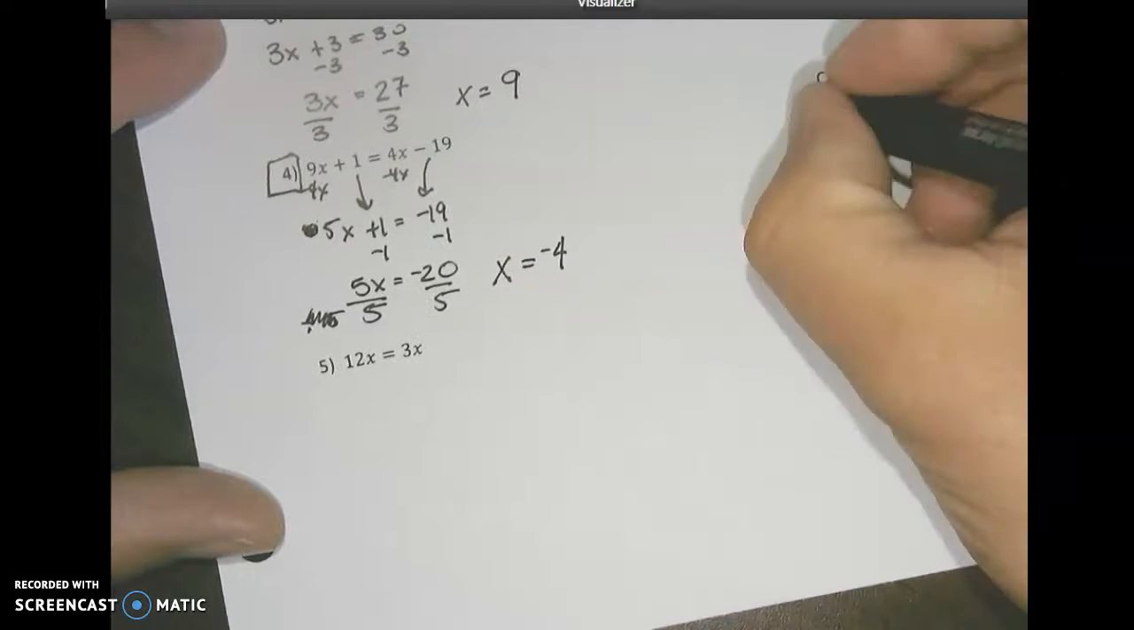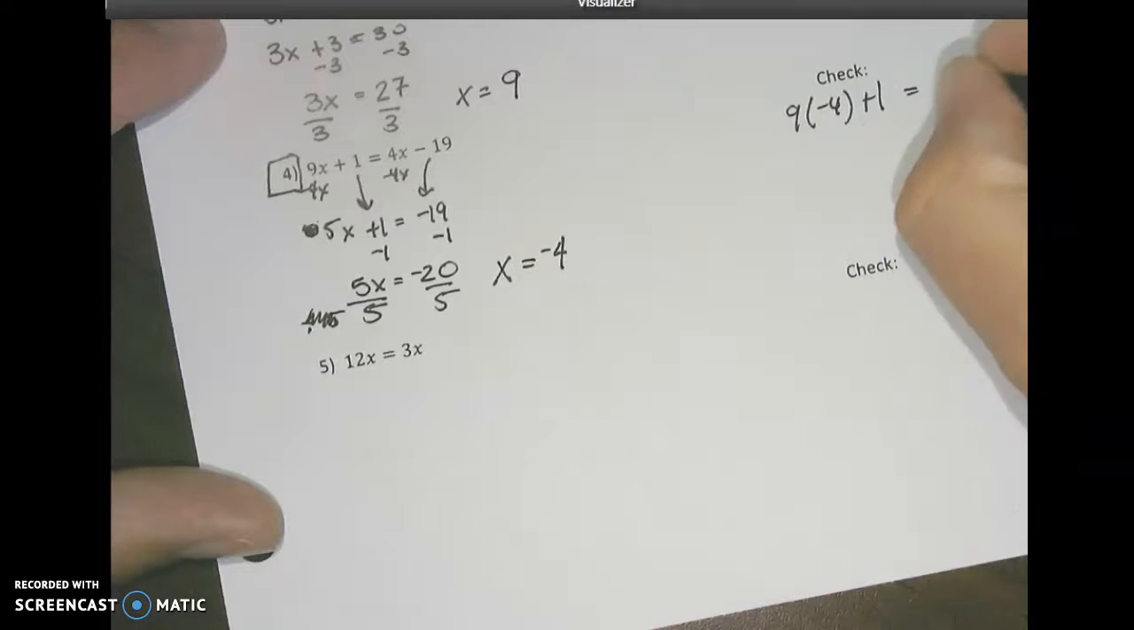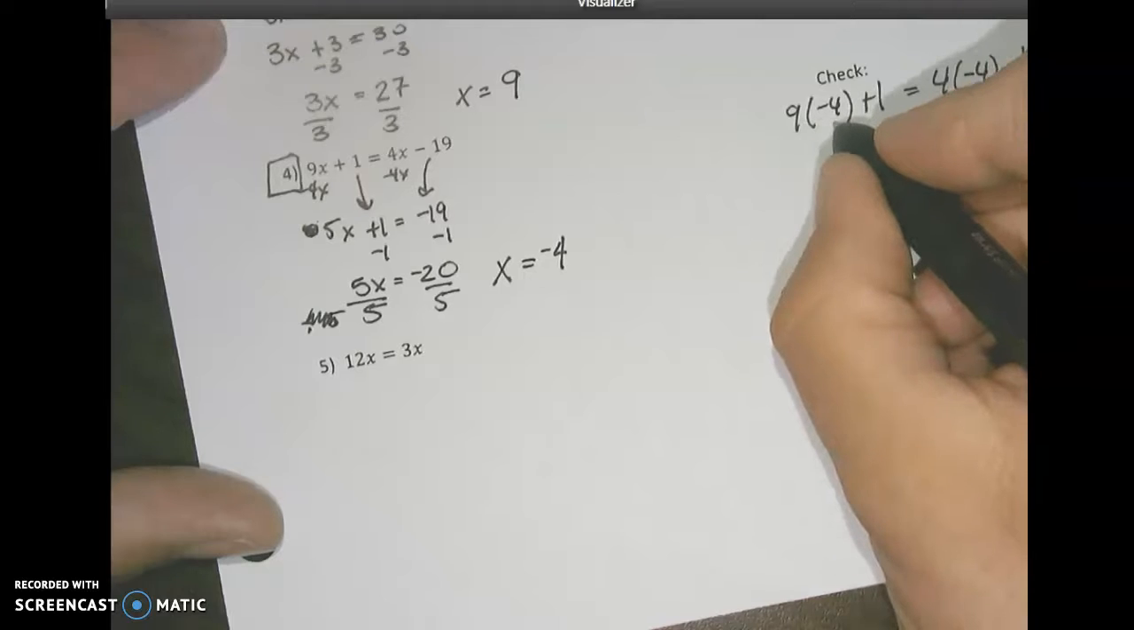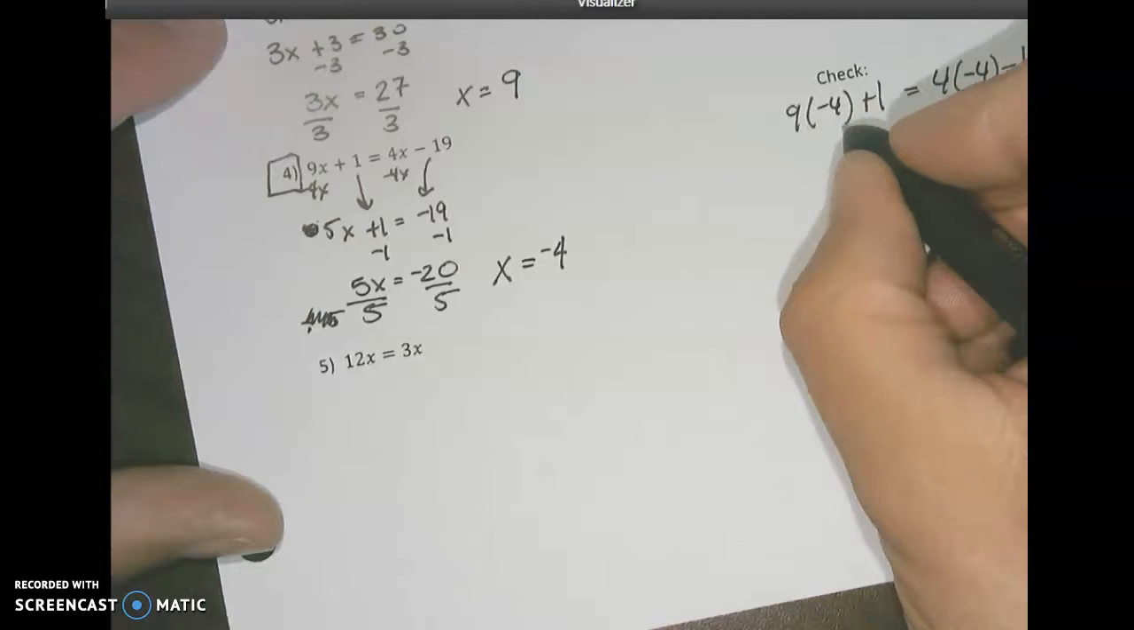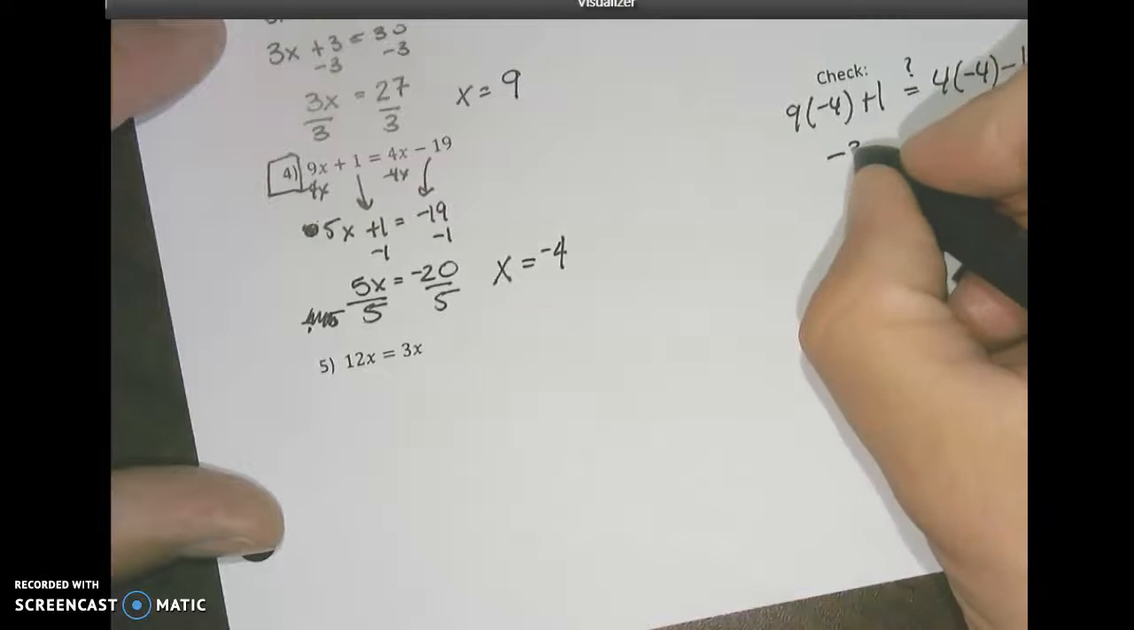So then I'm going to have 9 times negative 4 plus 1 is equal to 4 times negative 4 minus 19. So 9 times negative 4 is negative 36. Negative 36 plus 1 is equal to negative 35.